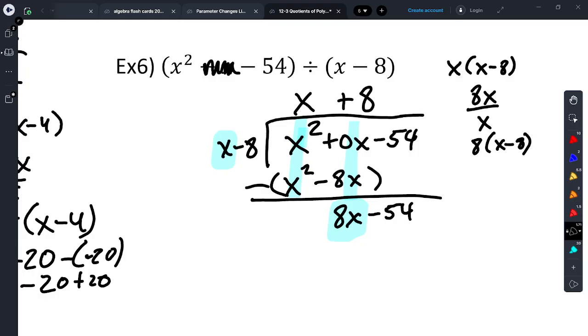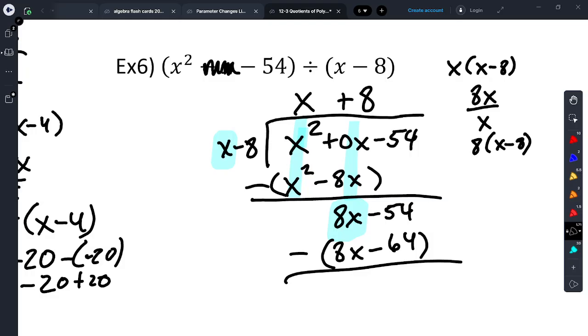X minus 8. I can do this almost in my head now. That's 8x. That's the whole point of this. What? Minus 64. What am I doing with that number? Subtracting the whole thing. Be careful here. Be very careful here.